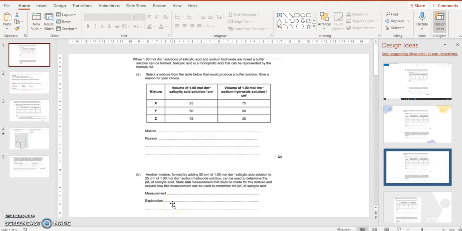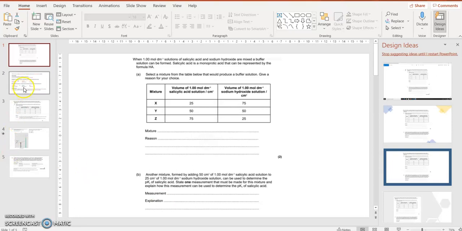So this was the question that I was asked. It says there's a mixture of salicylic acid, which is a weak acid, and sodium hydroxide, which is a strong base, mixed together to make a buffer. Select a mixture from the table that will produce the buffer solution. Give a reason for your choice. So the answer is Z, and I'll explain why it's Z in a minute.